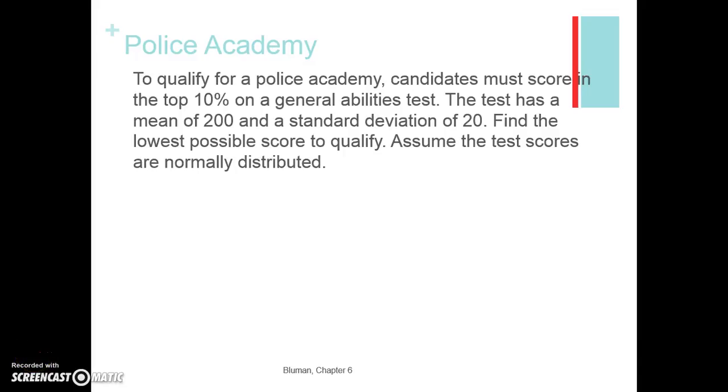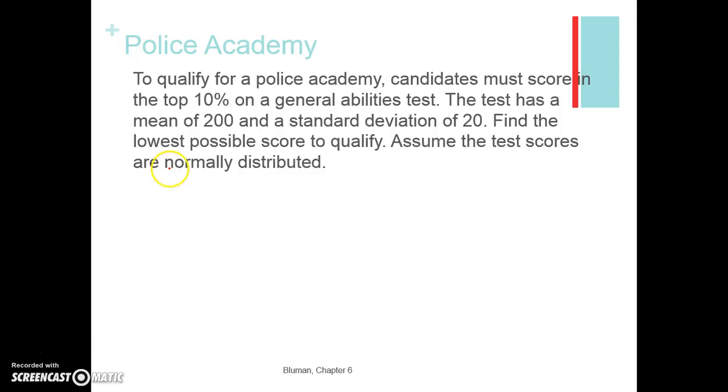Okay, so how do we work a problem if they actually ask us for an X value instead of a percentage or a proportion or something like that? For example, this police academy problem. To qualify for police academy, candidates must score in the top 10% on a general ability test. The test has a mean of 200 and a standard deviation of 20. Find the lowest possible score to qualify. Assume that the tests are normally distributed.